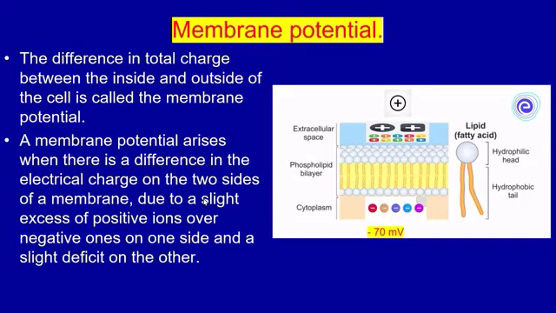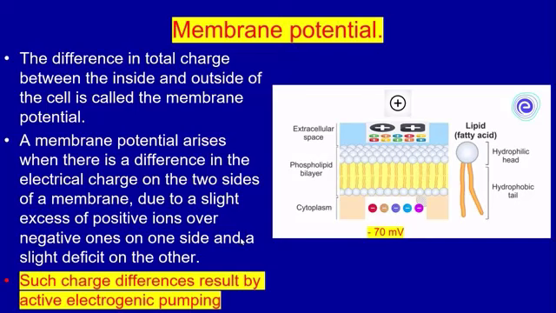A membrane potential arises when there is a difference in the electrical charge on the two sides of a membrane due to a slight excess of positive ions or negative ions on one side and a slight difference on the other side. The change is slight. There is positive charge outside, in the extracellular fluid, and negative charge inside, in the intracellular fluid, and this difference in the charge is called membrane potential. Such a charge difference results from active electrogenic forms.